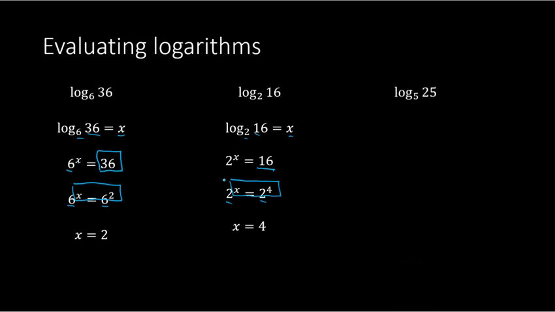All right, let's try another one. Log base 5 of 25. What is that equal to? So again, we can set it equal to x, convert into exponential form. So we'd have 5 to the x power equals 25. And then 25 is the same thing as 5 squared. Now the bases are the same, so therefore your exponents must be equal. So x would equal 2. So therefore, log base 5 of 25 would equal 2.